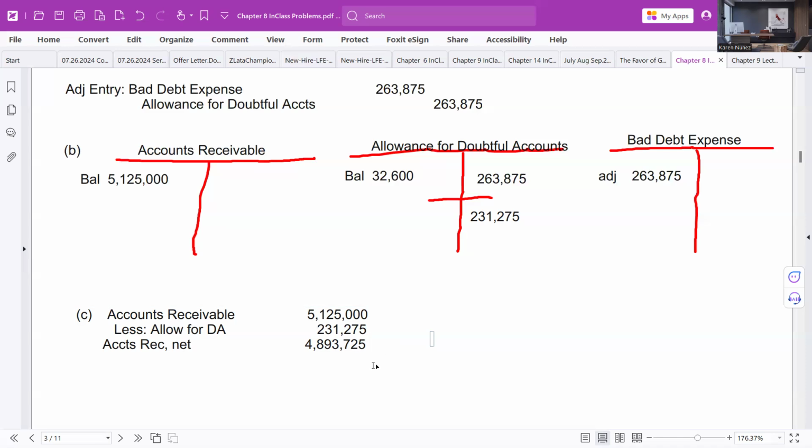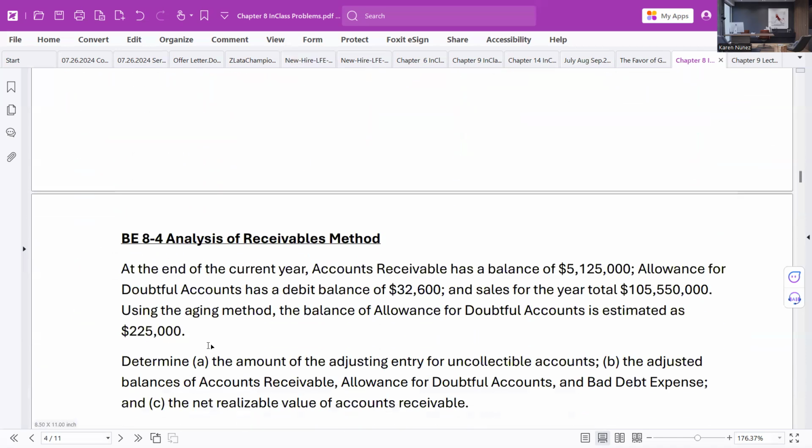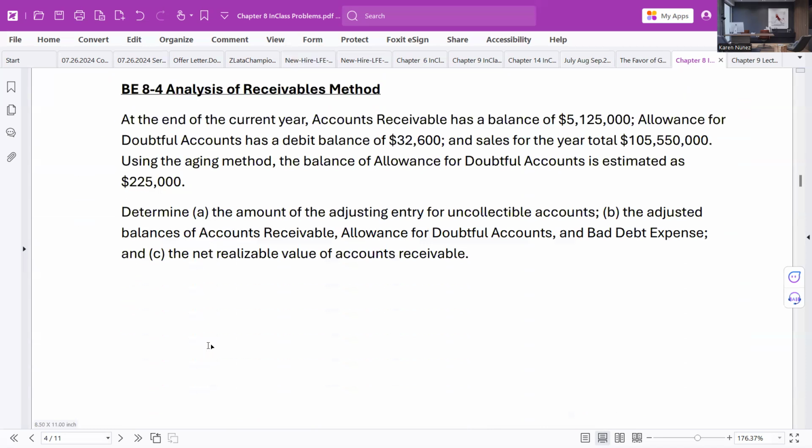Let's take a look at the analysis of receivables method next. The alternative, if we don't use the percent of sales method, when we're using the allowance method, is the analysis of receivables method. In this case, we need to know the amount of the adjusting entry, and then we need to know the balances in the accounts and the net realizable values. Same thing we just did, only it's a different method.